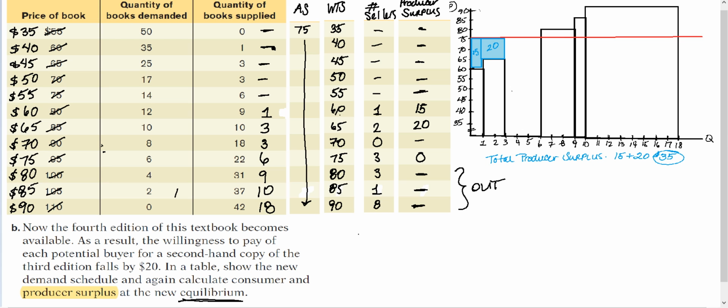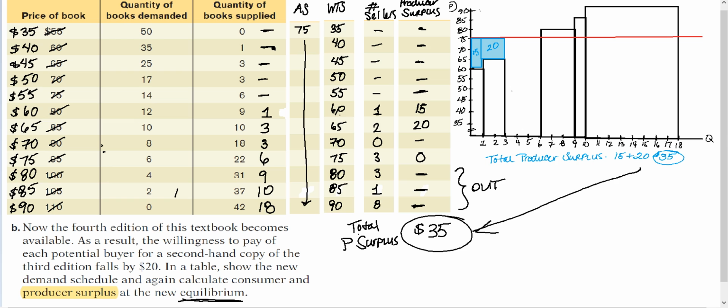So now when I want to calculate the total producer surplus, I am just going to add up all of the surplus generated, which will be 15 plus 20 plus 0, which gives me a total producer surplus of $35 generated, which exactly matches the calculation that I did graphically.